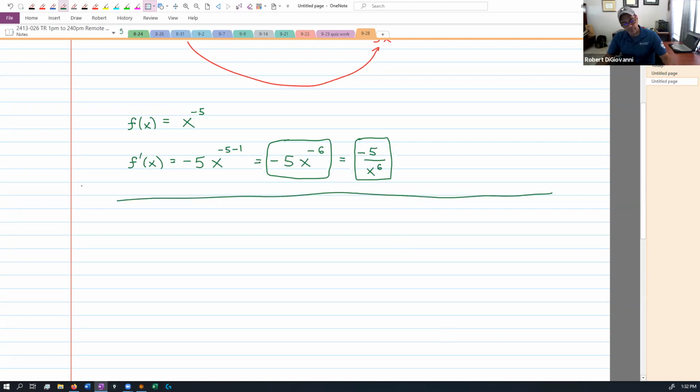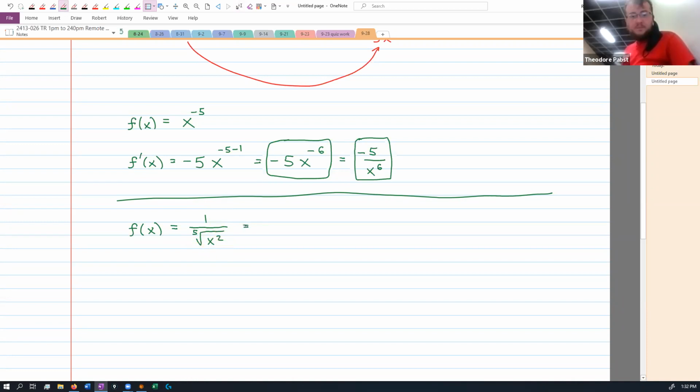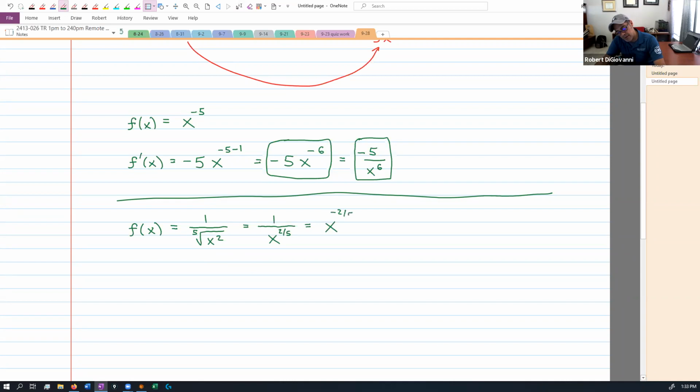All right, here we go. I still haven't proved it to you. But this one, 1 over the 5th root of x squared. Let's find the derivative of this. So again, we can't do top and bottom separately, right? So we can rewrite it as x to what power? X to the 2/5. And then we can go one more step and bring that up as a negative 2/5.